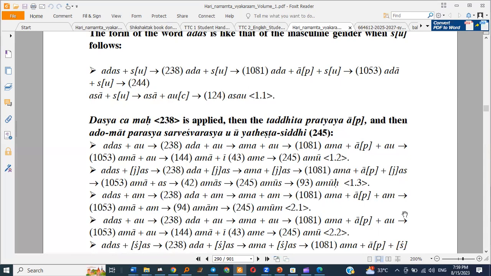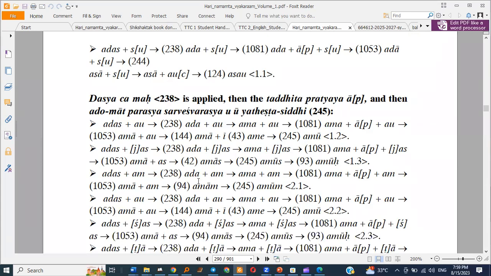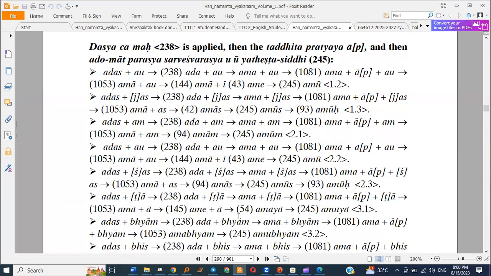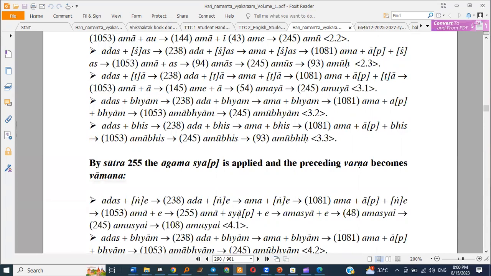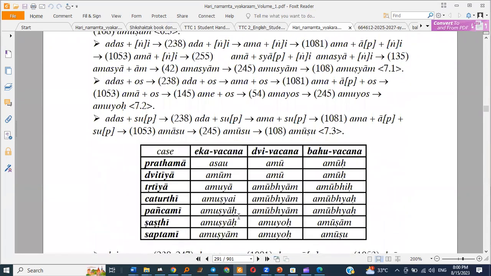Then ada plus am. So Dadi Saptanam is applied, and this ada plus am, so ada turns into ma, half m is inserted, so we get amam, and then Upuya Teshta Siddhi, so amam. So like that, amam, amam, amuya, ityadi. So this is the declension.